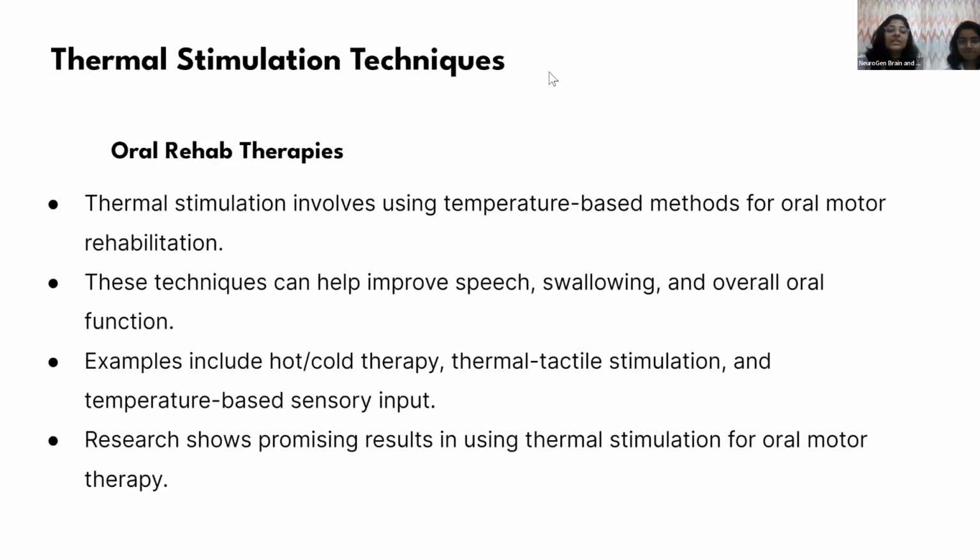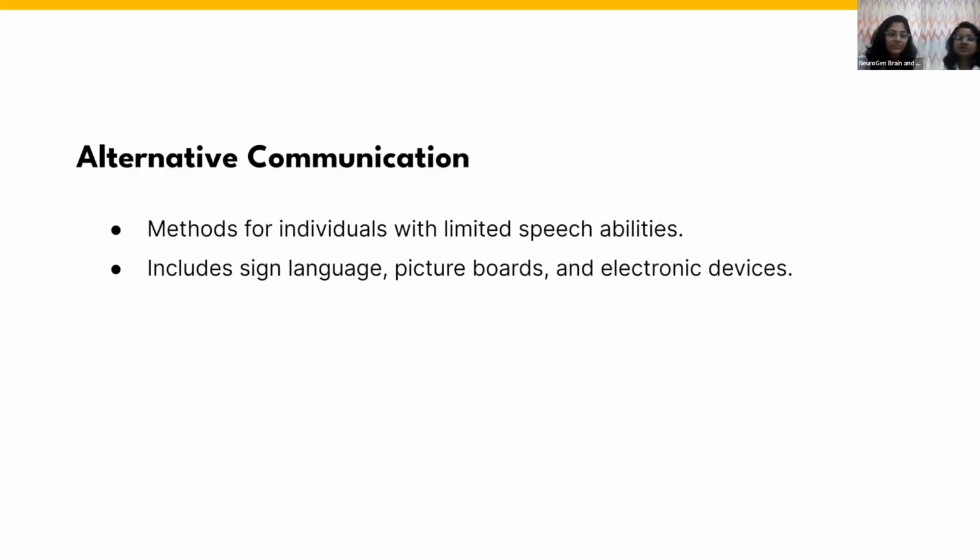So, for example, thermostimulation involves using temperature-based methods for oral motor rehabilitation. I already mentioned here, like, the patient doesn't have a gag reflex. So what we will do is give different thermal stimulation, like hot and cold therapy. We can use ice, or also hot water, to give the thermal stimulation. So these were all things that we could do for individuals having autism spectrum disorder or cerebral palsy.